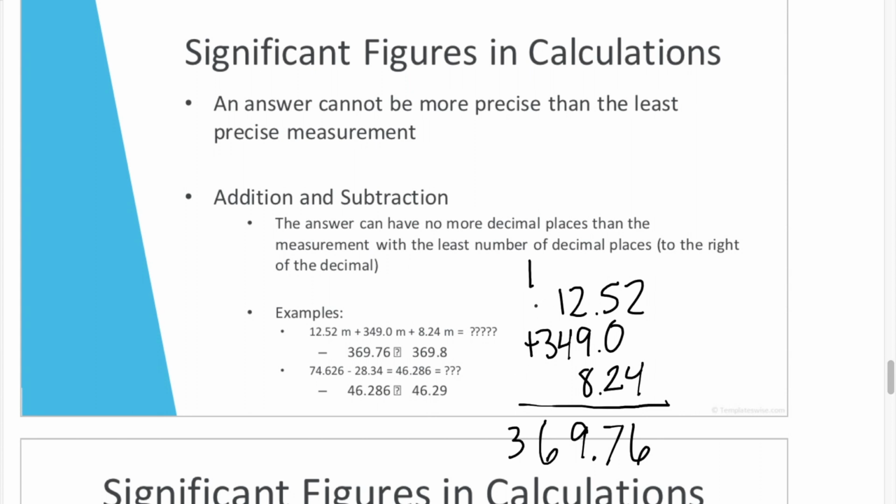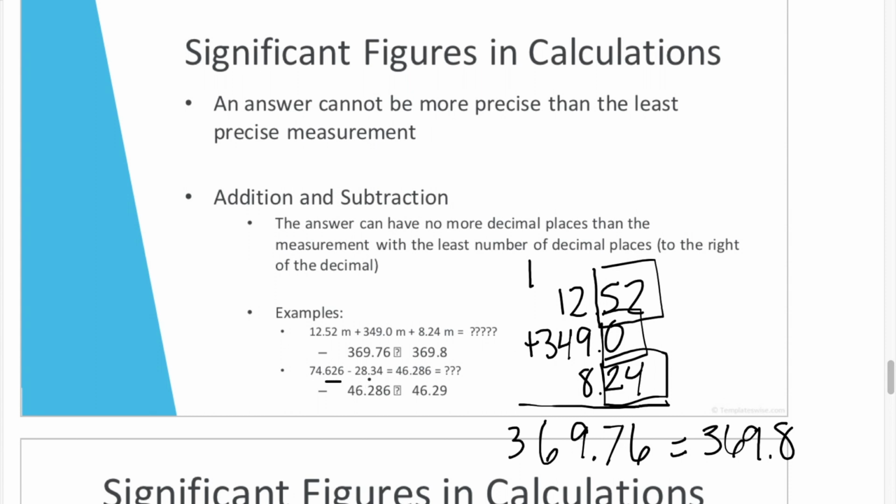Well, we have to round off to what the least precise measurement is. So basically, you are going to count for each one how many numbers are after the decimal place. If you look here, 349.0 only has one decimal place, and both of these have two. But because the limiting factor is this one, we have to round off to one decimal place. So that will become 369.8.